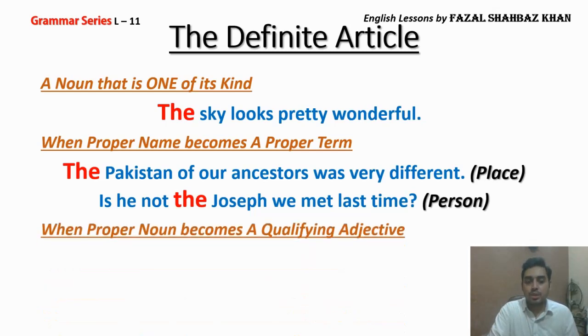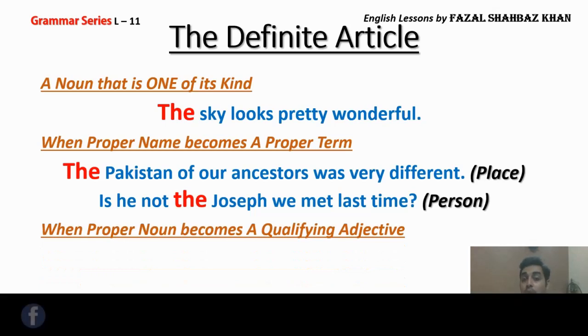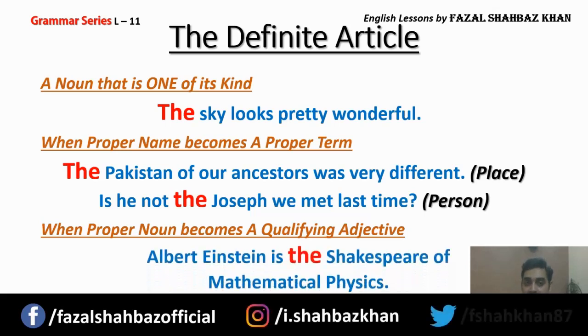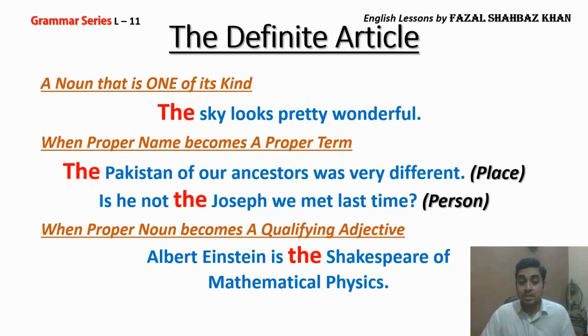And last but not the least, to sum up the lecture altogether, we have the most important point. When a proper noun becomes a qualifying adjective. For example, Albert Einstein is the Shakespeare of mathematical physics. Now, trying to figure out why we attach the before Shakespeare, you need to look at it once again. Shakespeare is actually a noun, and once again, it's a proper noun, a type of name where we don't attach any article such as the.